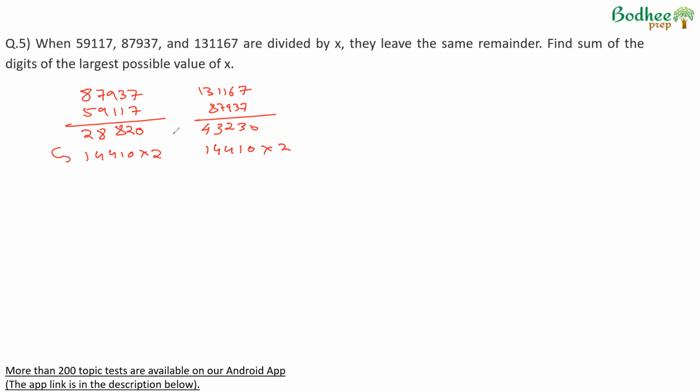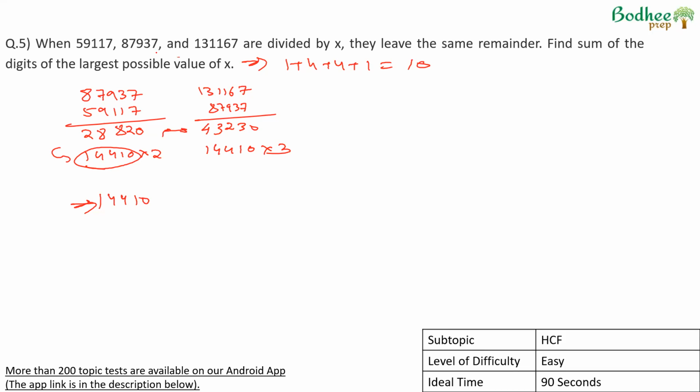4410 into 3. So the HCF of these two numbers is 14410. And therefore, if we divide each of the numbers by 14410, we'll get the same remainder. This is the largest value, the sum of digits being 1 plus 4 plus 4 plus 1, which is 8 plus 2, 10, becomes the answer. Again, it is the standard format of the question, and therefore I'm saying an easy question, 90 seconds, good enough to get this answer.